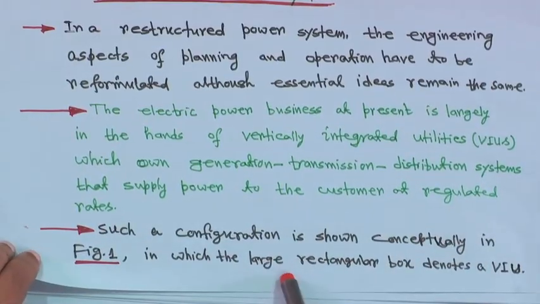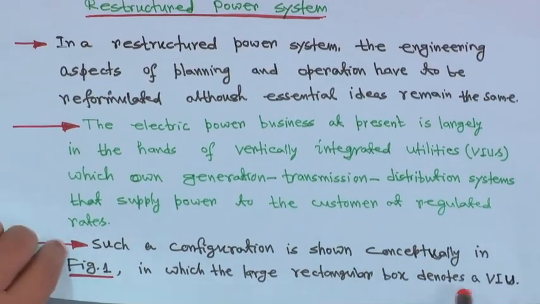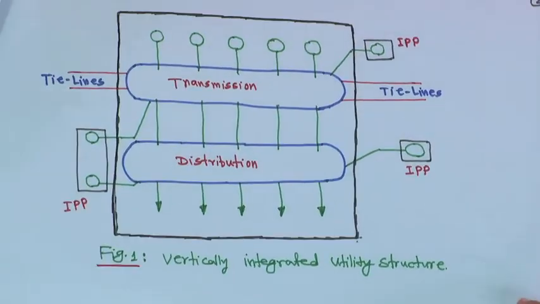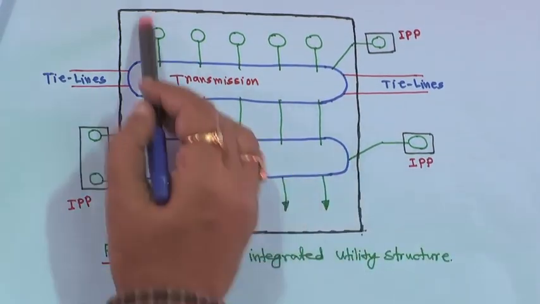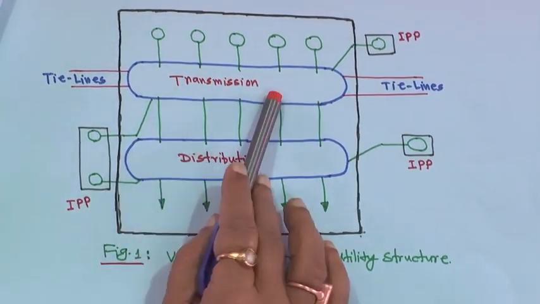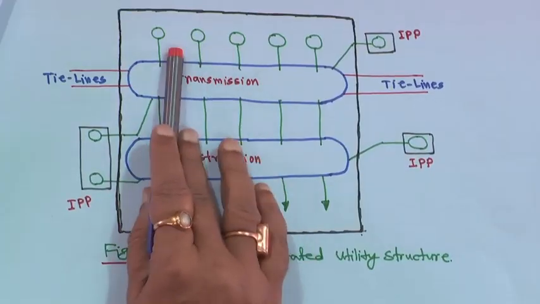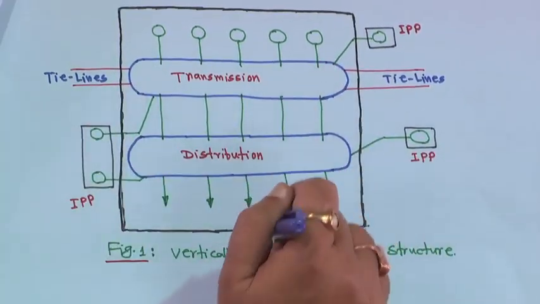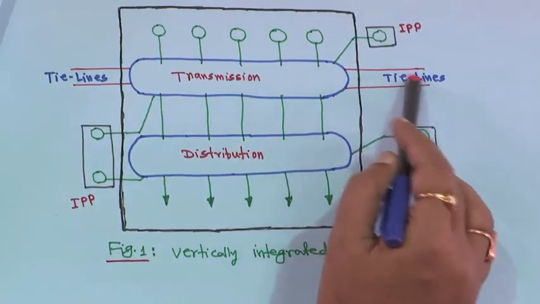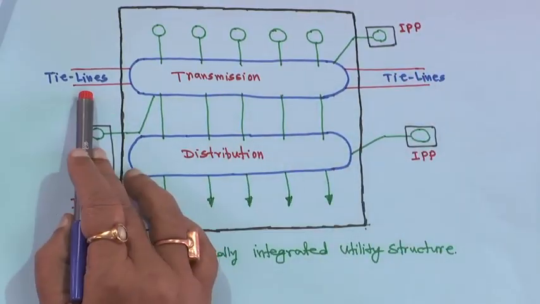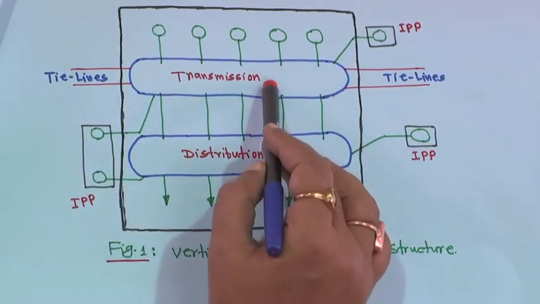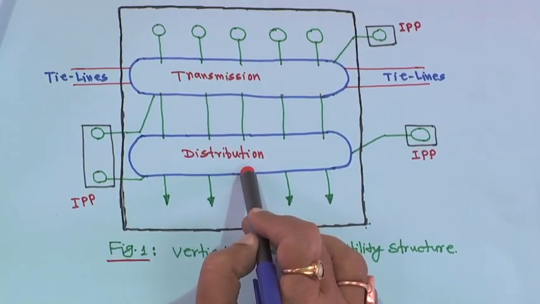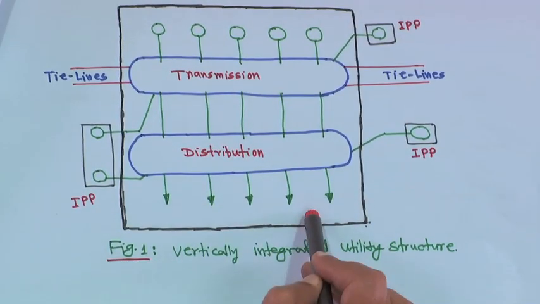Now such a configuration is shown conceptually in figure 1. I will show you, in which the large rectangular box denotes a vertically integrated utility, right. Therefore this is a big box I have given. This is the transmission side. These are all generation. This particular area, I showed you, is connected to some other areas by tie lines, and transmission power is coming directly to the distribution, right, and then power is being distributed.